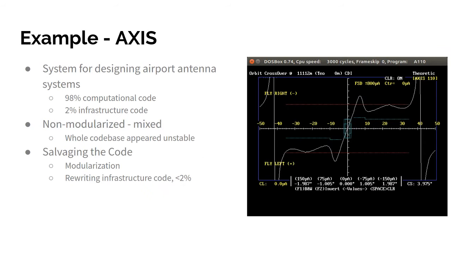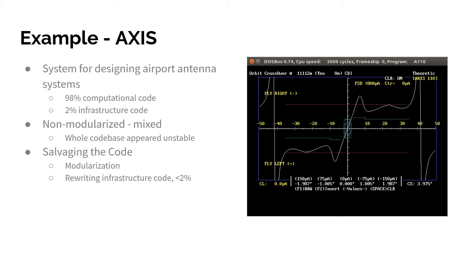Let's look at an example. So there's a system called Axis, which is a system for designing airport antenna systems. Now, this system consisted of 98% computational code. These are computations dealing with how the antennas are to be designed in relation to how the airport is laid out. Now, only 2% of the code was infrastructure code, dealing with loading files from disks and showing the graphics on screen.